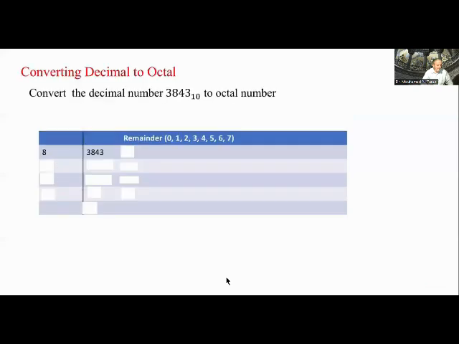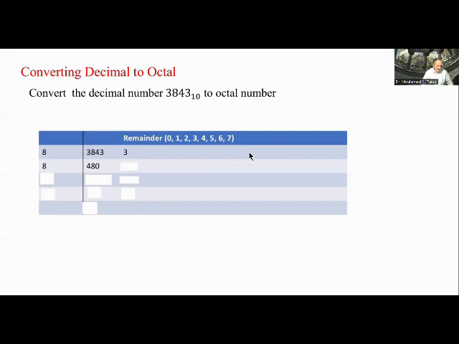Now converting decimal to octal the same way, but now we divide by 8. So we divide 3,843 by 8. You get 480, and the remainder is 3. Remember, the remainders here will be from 0 to 7. Those are your remainders. It could be one of these numbers.